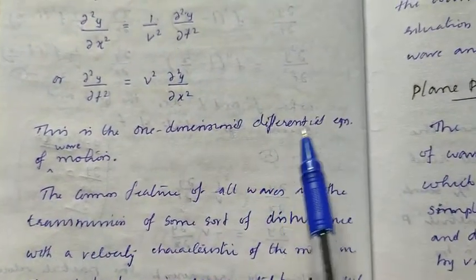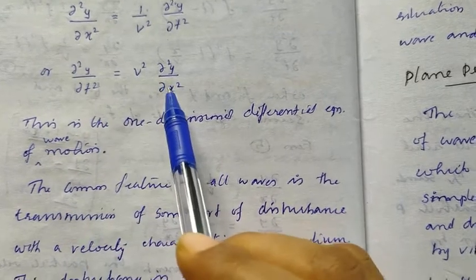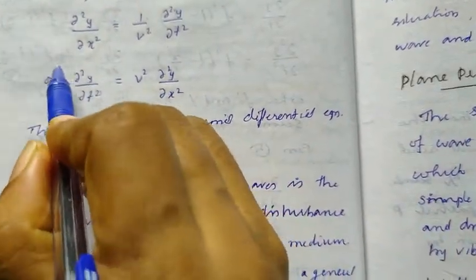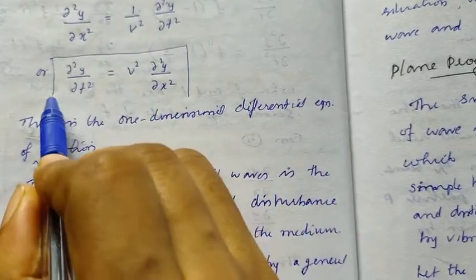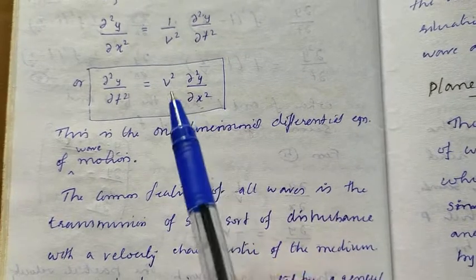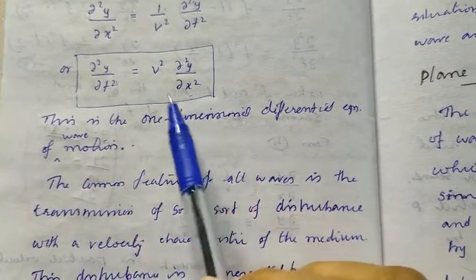This is the one-dimensional differential equation of wave motion. So this is very important and this is a very famous equation. This is a general equation of wave motion. This should be remembered forever. This is one-dimensional.